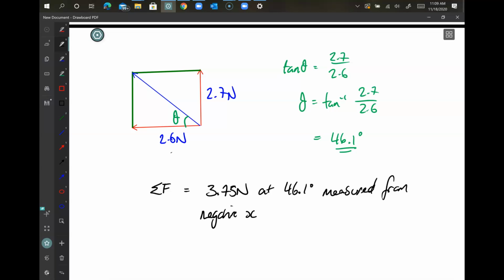So we could say measured at 46.1 degrees above negative x, or you could use directions in terms of clockwise and anti-clockwise, in which case, if we're starting at negative x, we are going clockwise. So let's say 3.75 newtons at 46.1 degrees measured clockwise from negative x. And there is our final solution.